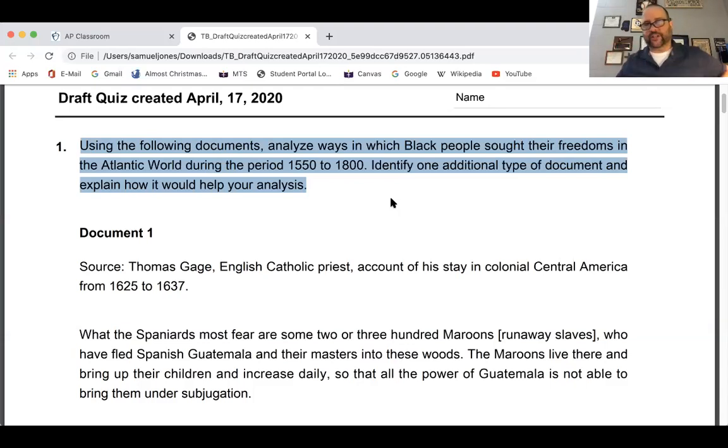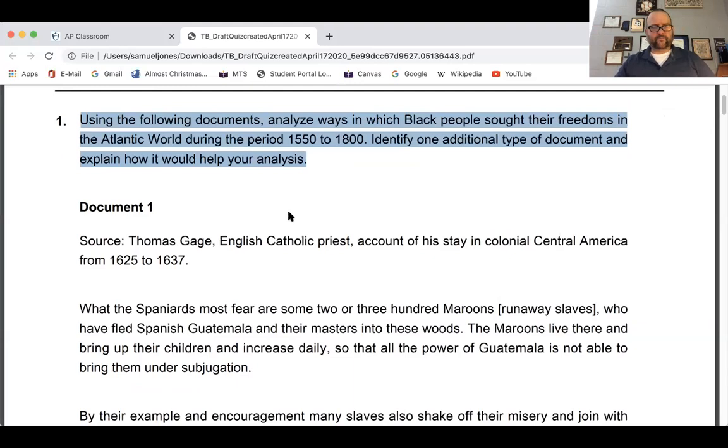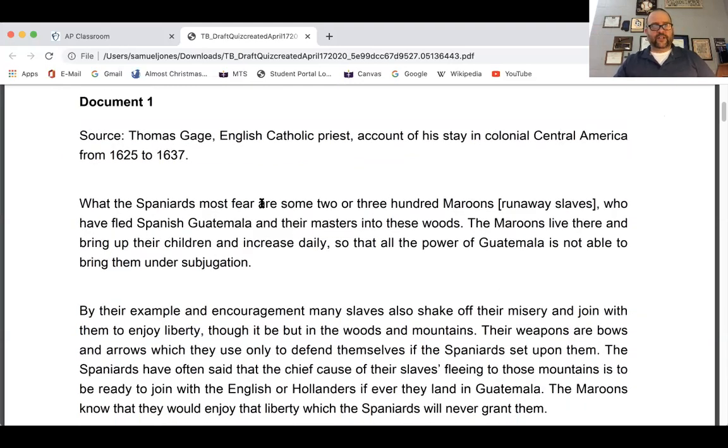Now, I'm not going to go into much of that today, but really all that means is that once you've used all 5 documents and you're missing a point of view that would help further your argument, mention it. For example, this one is about Black people seeking their freedoms. Well, as a matter of fact, let's just go through it and you'll see what documents are missing, okay? So document 1, here's the source.